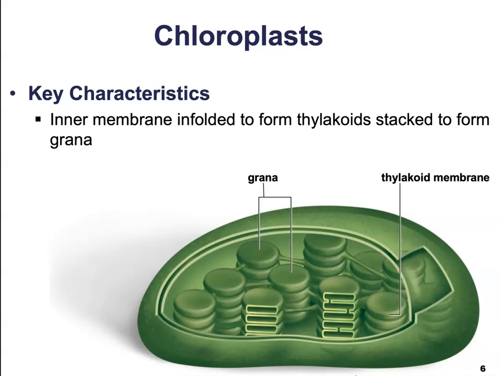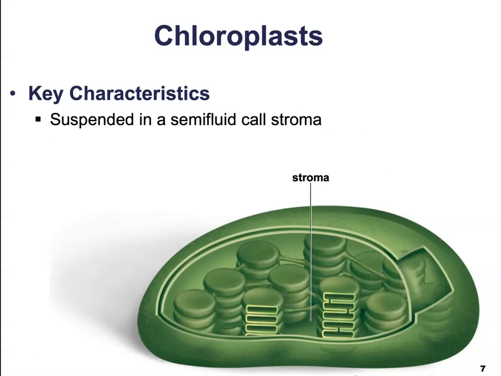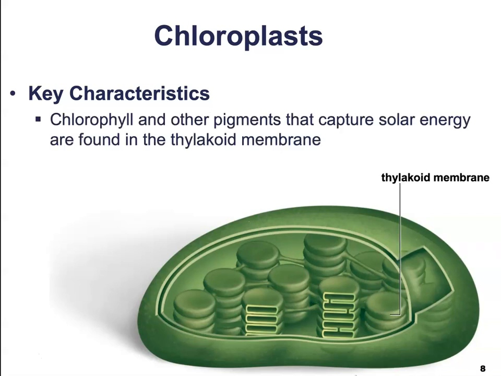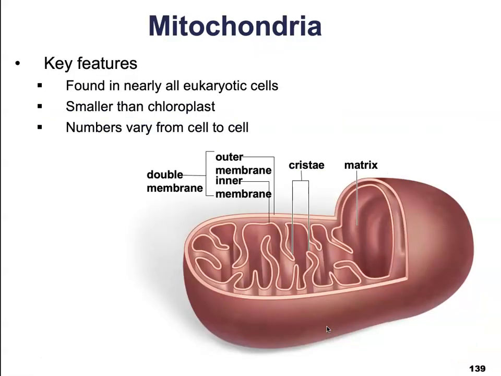And like I said, we're going to talk about that process a little bit later on, but I just want to mention that this structure is designed for maximum surface area to volume ratio. It's going to be suspended in a semi-fluid called the stroma. The chlorophyll and other pigments that capture the solar energy are going to be found on the thylakoid membrane. Like I said, efficient photosynthesis is going to require a lot of interaction between the thylakoid membrane and the stroma.